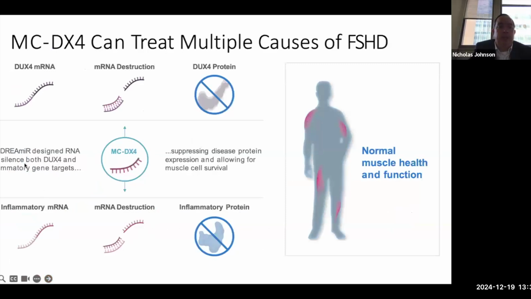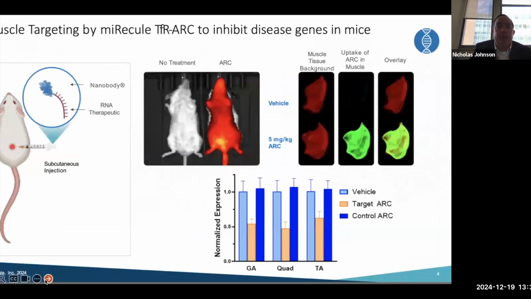This is basically their antisense oligonucleotide, or DREAMer, can both silence DUX4 and inflammatory gene targets. So again, it can work both at the DUX4 itself and prevent the DUX4 protein, but it also is a little bit broader and can look at inflammatory RNA. So for those of you who are not aware, we didn't cover this, but when you get muscle damage, you get natural inflammation. And so that can lead to secondary problems.